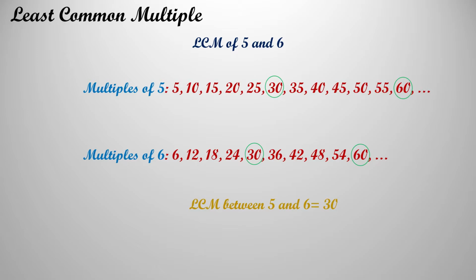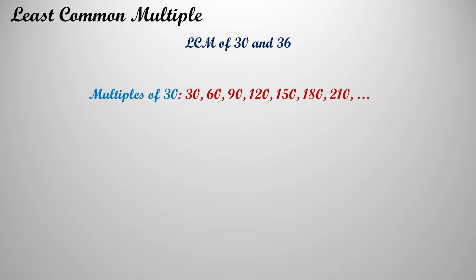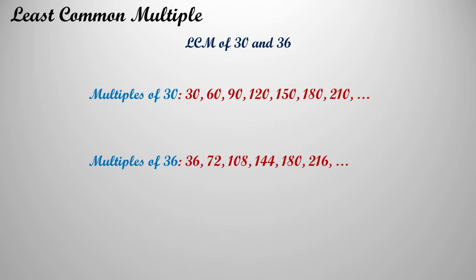Pretty simple, right? Not so much. Let's say we have to find out the LCM of 30 and 36. So we need to find out the multiples of 30. Those would be 30, 60, 90, 120, 150, 180, 210, and so on and so forth. Similarly, the multiples of 36 would be 36, 72, 108, 144, 180, 216. So it's quite tedious, but we did find out what's common between the multiples of 30 and the multiples of 36. That is 180.